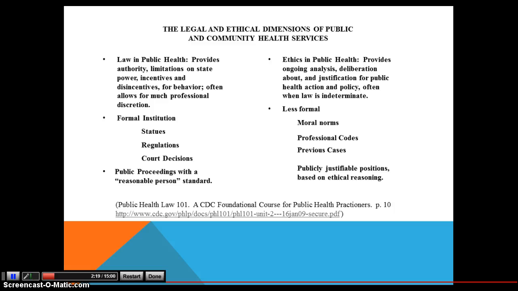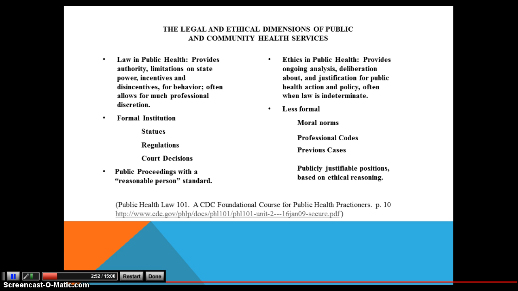Legal and ethical dimensions of public and community health services. Law in public health provides authority, limitations on state power, incentives and disincentives for behavior, and often allows for much professional discretion. It is a formal institution, which includes statutes, regulations, and court decisions. Public proceedings with a reasonable person standard are considered when making law according to health care and the community needs.